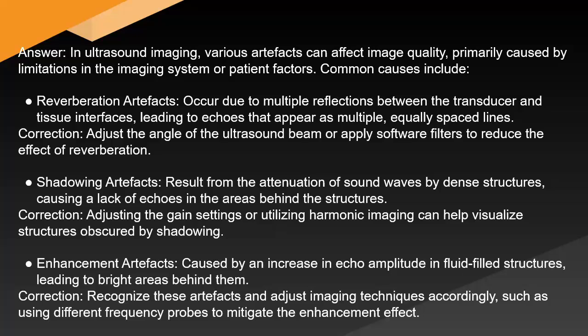Correction: adjust the angle of the ultrasound beam, or apply software filters to reduce the effect of reverberation. Shadowing artifacts result from the attenuation of sound waves by dense structures, causing a lack of echoes in the areas behind the structures. Correction: adjusting the gain settings or utilizing harmonic imaging can help visualize structures obscured by shadowing.